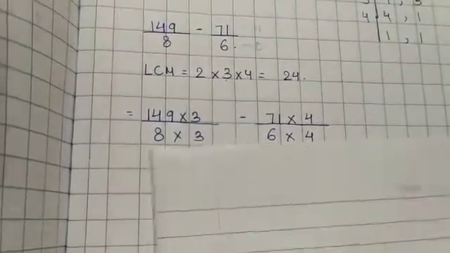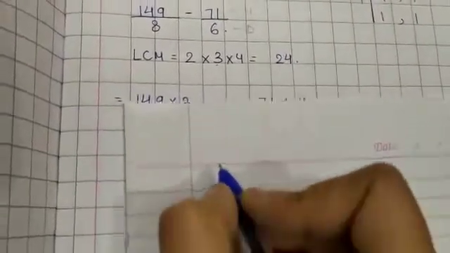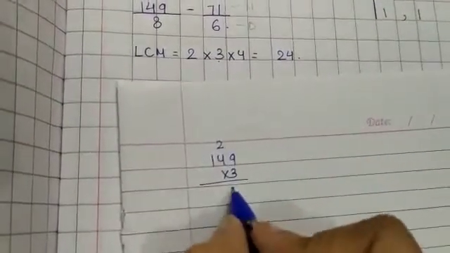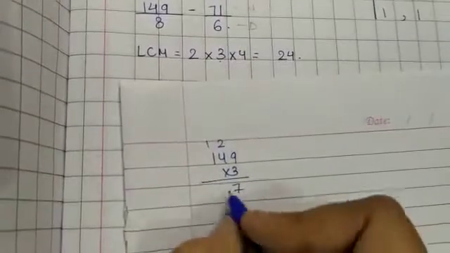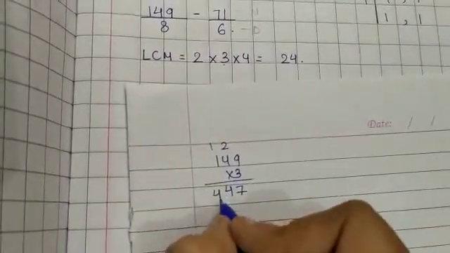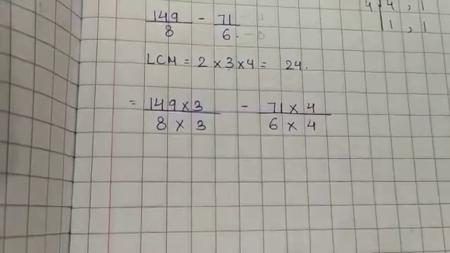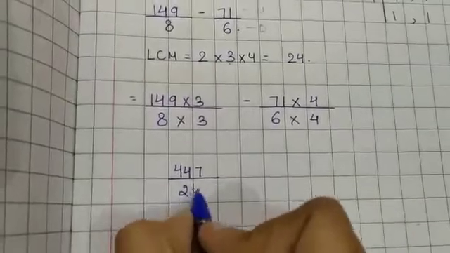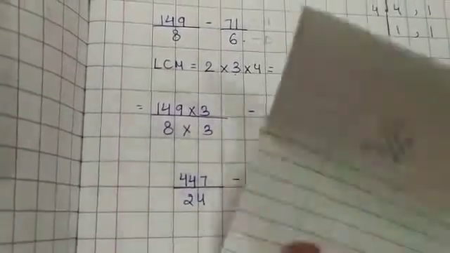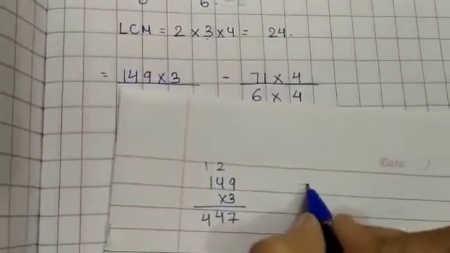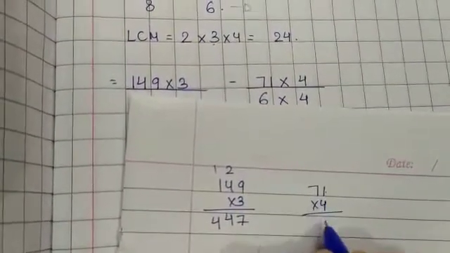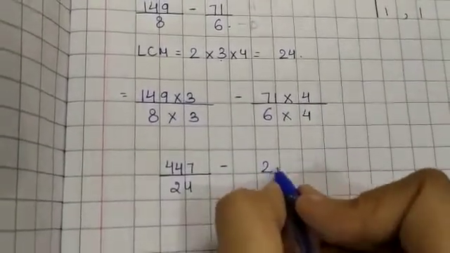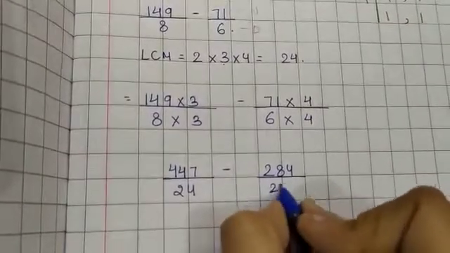Now take a rough paper and multiply 149 by 3. 3 9s are 27. 3 4s are 12, 13, 14 and 3 1s are 3, 4. So 447. 447 upon 8 3s are 24 minus 71 into 4. So 71 multiplied by 4. 4 1s are 4 and 4 7s are 28. So 284.